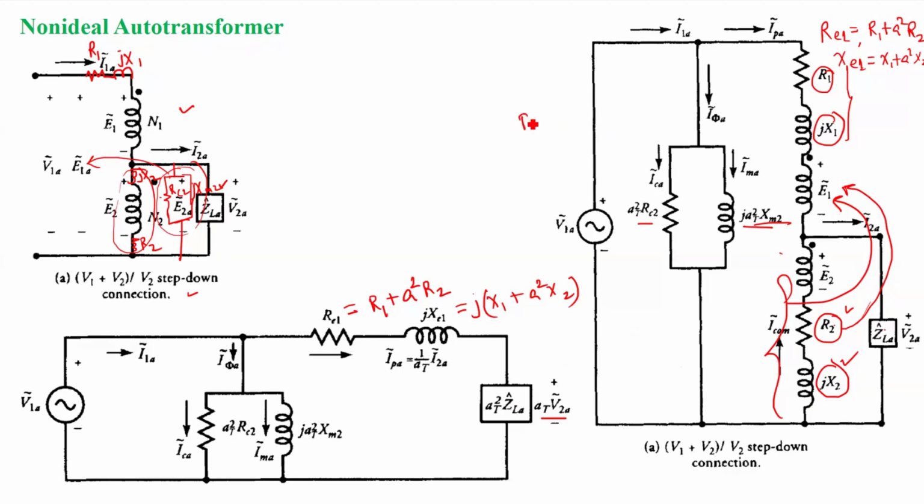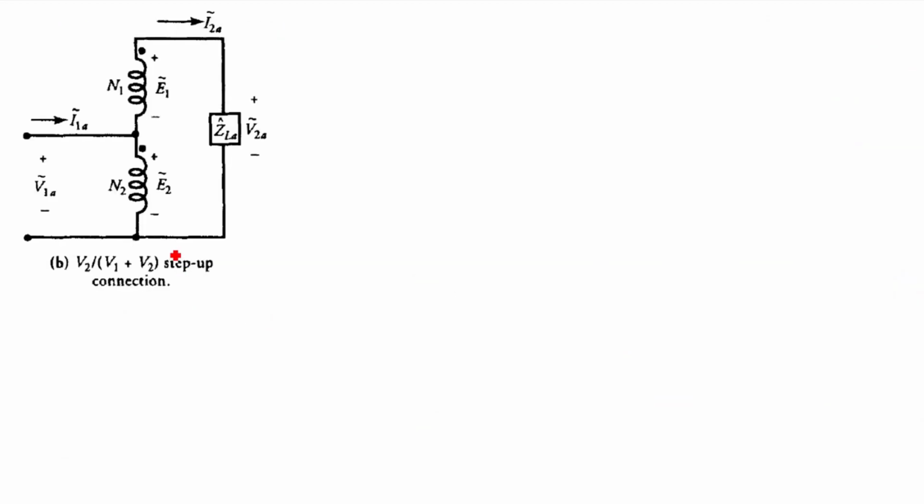This is your exact equivalent circuit, and this is your approximate equivalent circuit. It is further simplified, and the analysis with this kind of circuit will be easier, right? Now this is for one configuration, that is the V1 plus V2 by V2 step down configuration. Now we'll see another configuration.